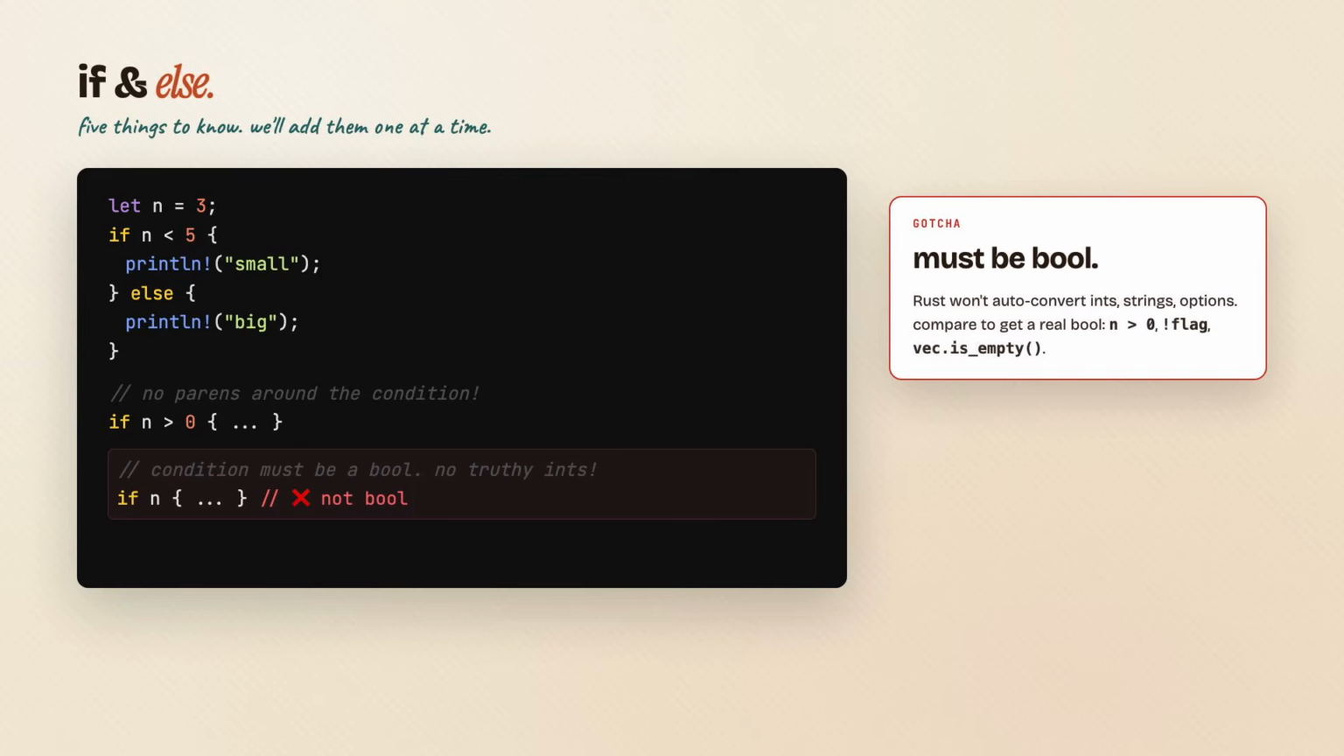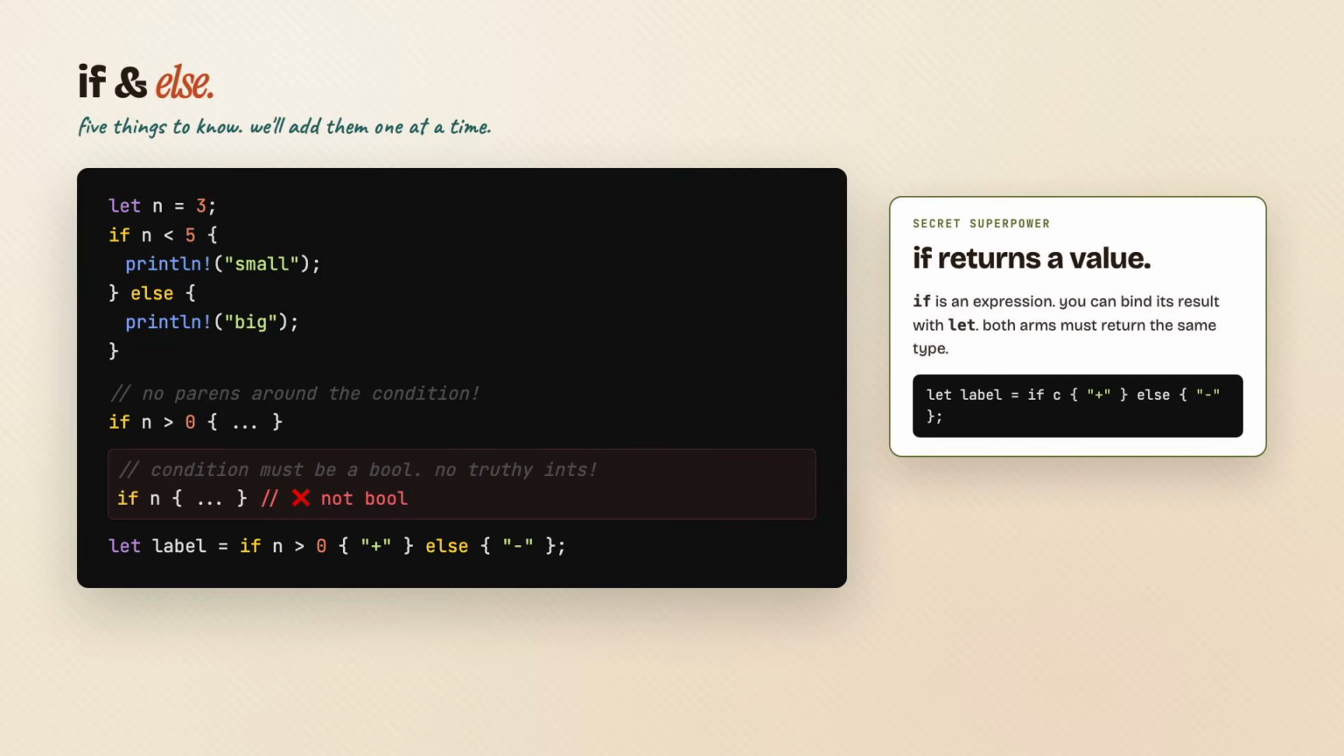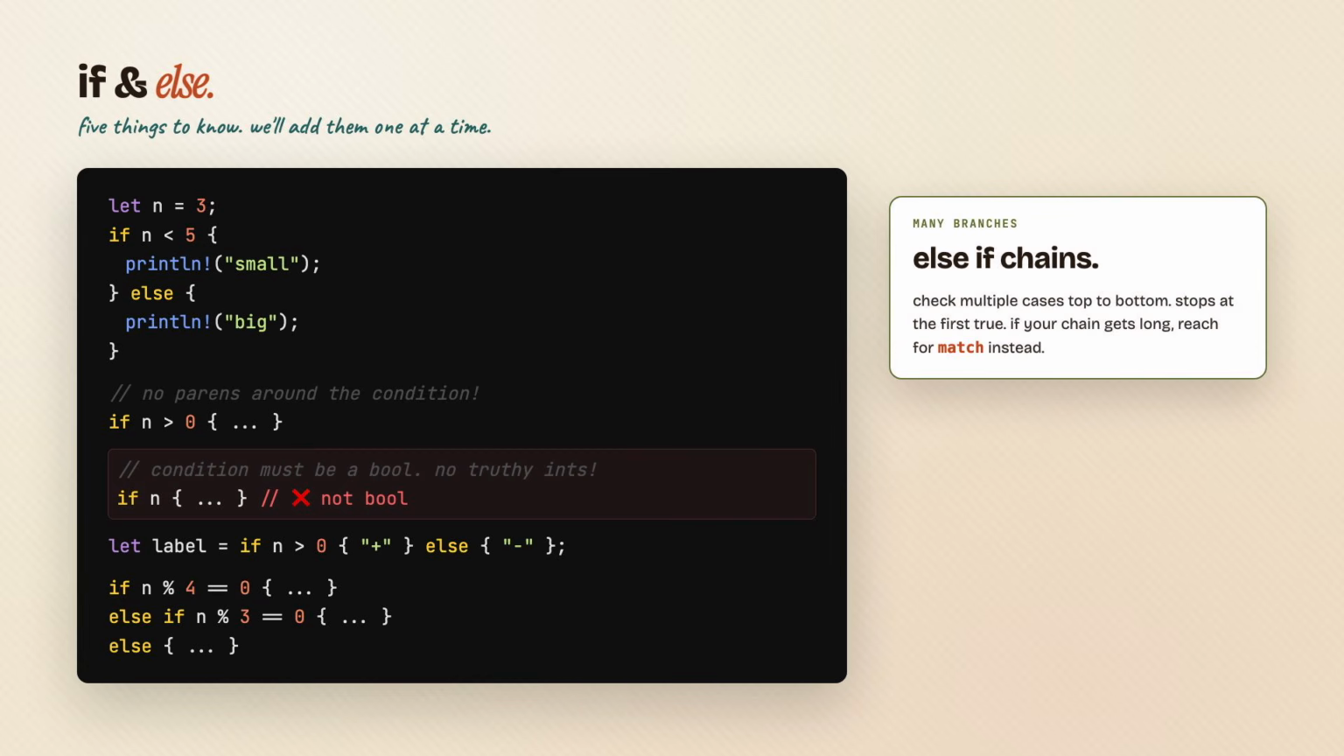There's also a Rust feature you won't find in most languages: if is an expression, so it can return a value. The result of if becomes a value, and both arms have to return the same type. For more than two cases, you can chain else if within this if else, and it checks from top to bottom and stops at the first true value. If the chain gets too long, you can always reach for match instead. But we'll cover match in a later video, not right now.